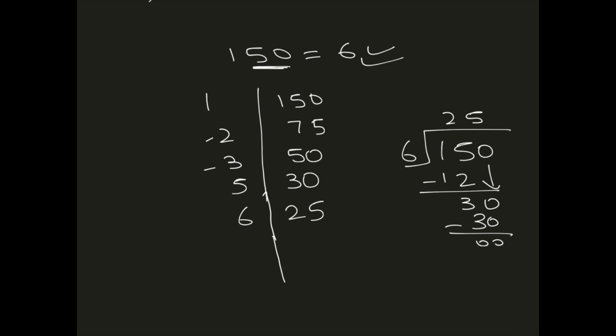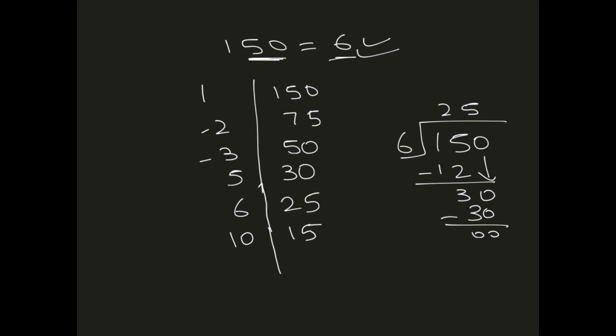Then it cannot be divided by 7. Not 8. 9, no, because the added number cannot be divided by 9. Then we have 10. It can be divided by 10 because 10 times 15 is 150. And then we have 11. It cannot be divided by 11. Then we have 12. It cannot be divided by 12. Then we have 13. It cannot be divided by 13, and same for 14. So the next number we have is 15. As soon as your factors start repeating themselves, you end right there.